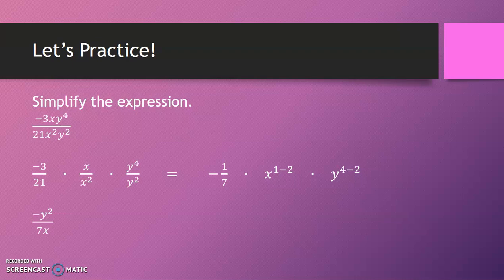The negative could sit on top with the y, it could sit out front. The fraction is just going to be made negative because you had that negative in front of the 3 to begin with. And like you can see, my x has dropped to the bottom in order to make it a positive exponent, and then the y squared stays as is because 4 minus 2 is just 2.